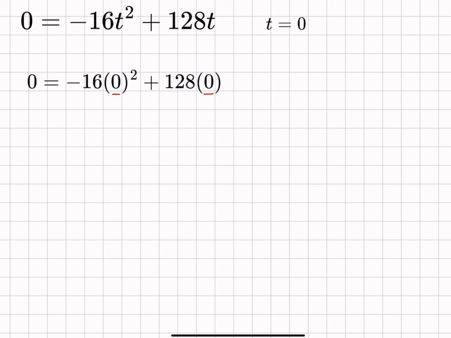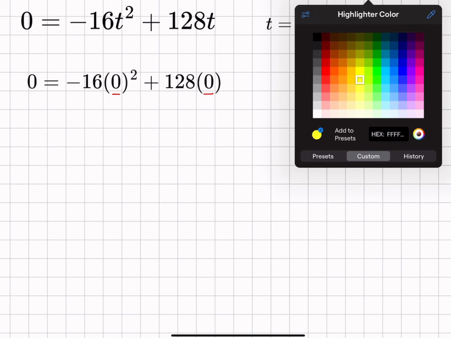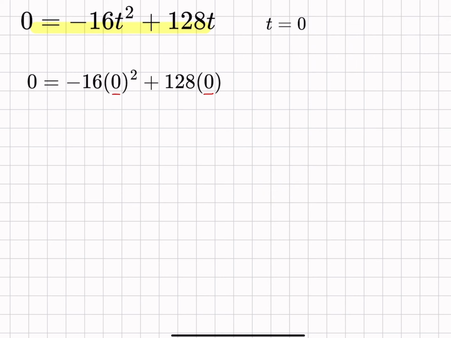And now we have to find the second t value that will give us 0 for the value of this equation. And I'm going to start by factoring a t out of this equation. When I factor a t out of negative 16t squared plus 128t, I'm left with t times negative 16t plus 128. And now I want to get rid of this t so that I'm left with only what's in the parentheses. The way that I'm going to do that is by dividing both sides by t.